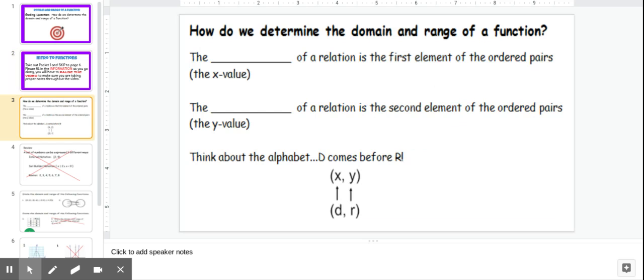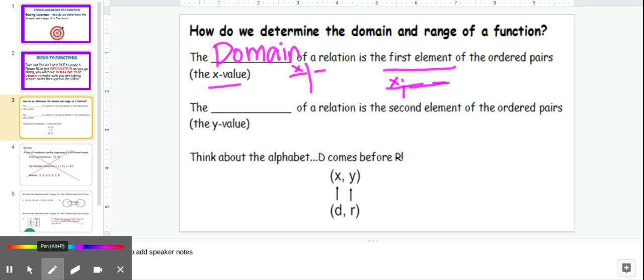First of all, we're going to look at the top of the page on page 6. It says, how do we determine the domain and range of a function? Well, first, let's talk about the domain, so fill this in: the domain of a relation is the first element of ordered pairs, or the x value. In a table, it's the one on this side, or if it's a horizontal table, it would be the one on the top. Those are your domains. Just a fancy way of saying x.